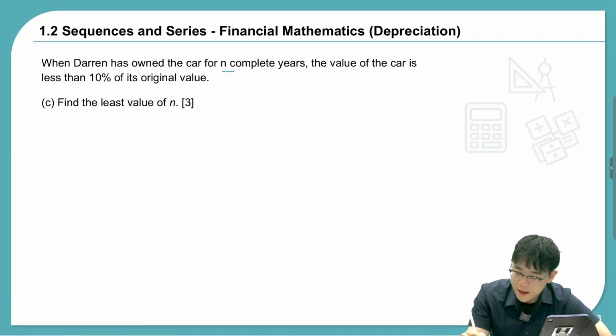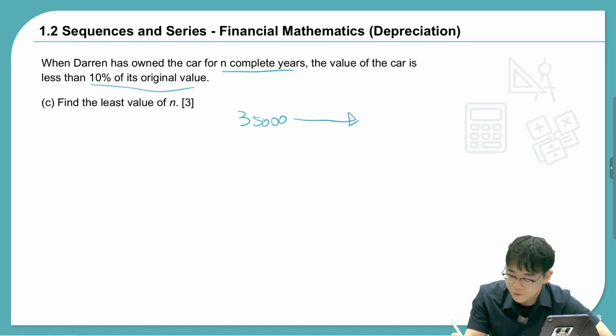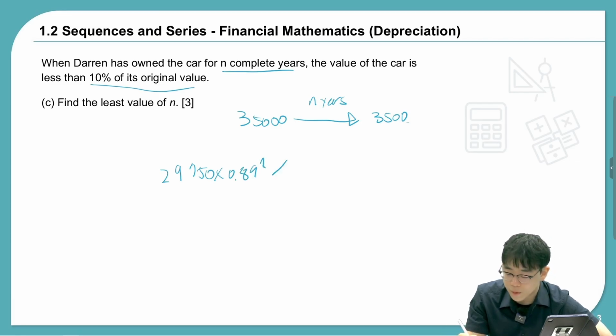After n complete years, the car's value will depreciate to 10% of the original value. So if it started at $35,000, after n years it's going to be $3,500. You might be tempted to just do 29,750 times 0.89 to the power of n, and ask when that becomes less than 3,500. That would tell us the value of n needed, so how many times this depreciation has to occur.